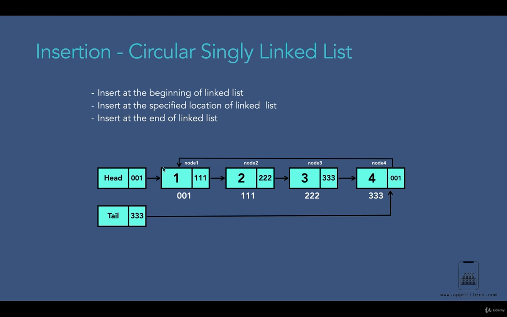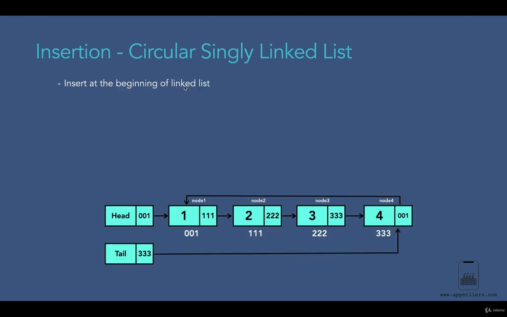Now the first case is we can insert a node at the beginning of this circular single linked list, and the second case is we need to insert a node at a specified location, so for example between 2 and 3. And the third case is we need to insert a node at the end of this circular single linked list, which is after node 4 over here. Now we are going to look at these cases one by one and see how the logic is working behind the scenes. So the first one is inserting a node at the beginning of a circular single linked list.